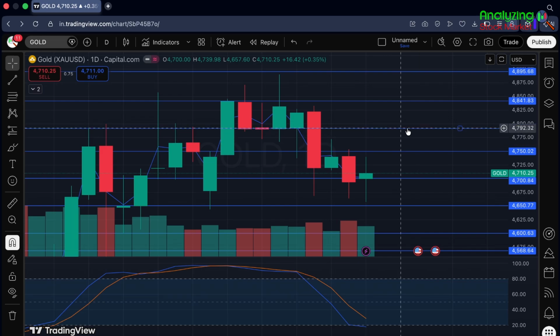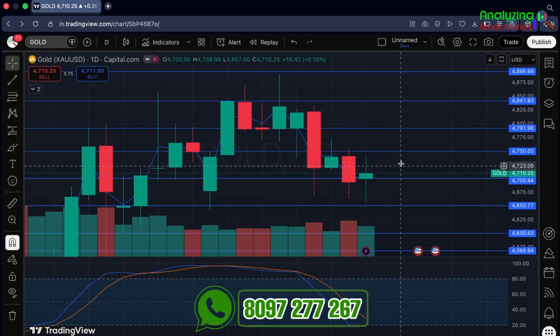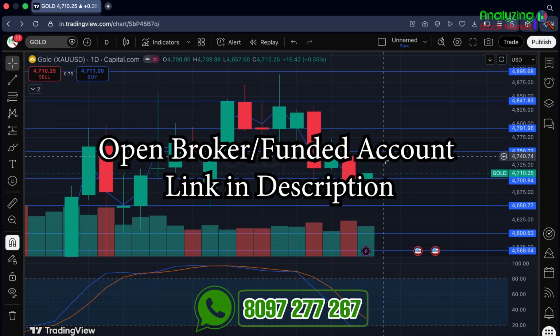Then you can go long till 4791, or 4841 if that level also gets breached with a 4-hour or one-day candle closing. Remember, always look for confirmation, then only trade. Overall, my expectation is a no trading zone currently. This week maybe we'll see sideways momentum in gold USD.